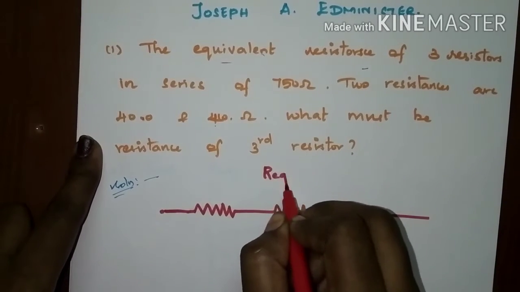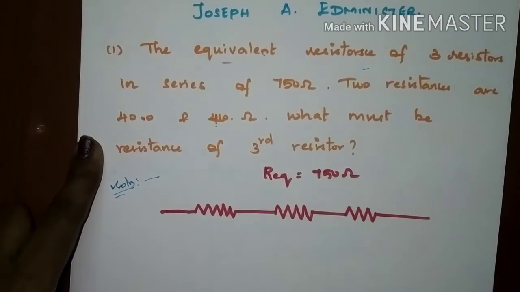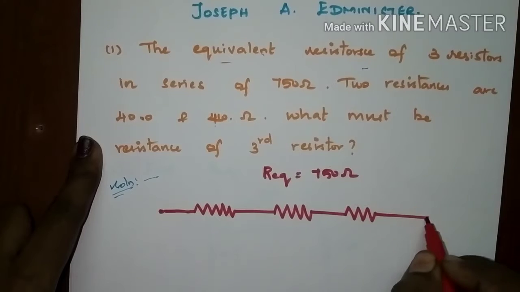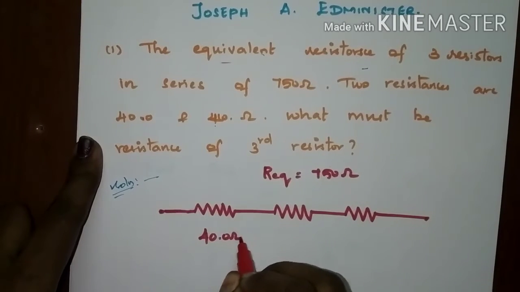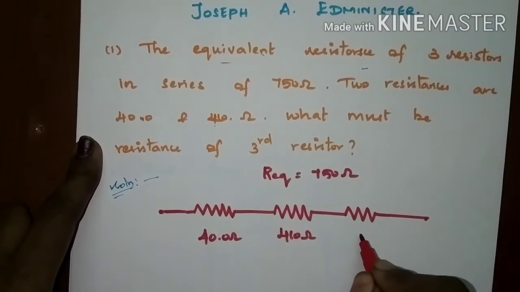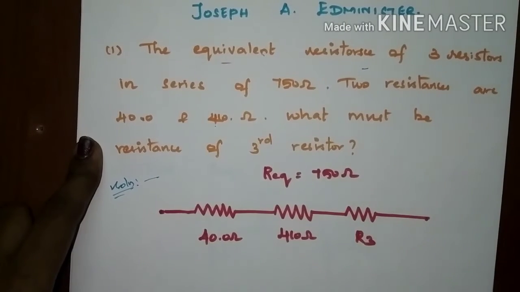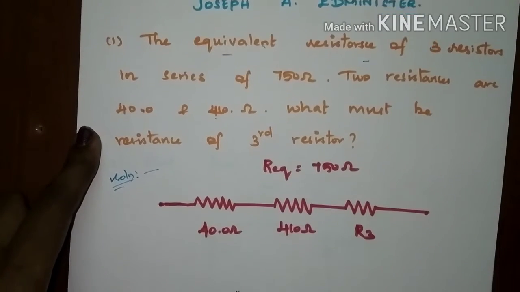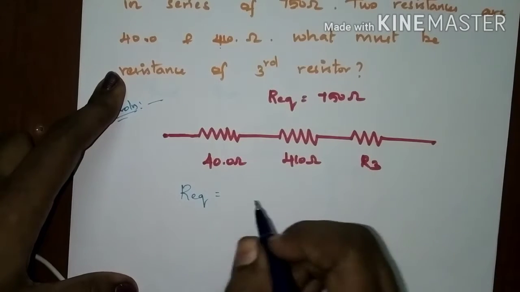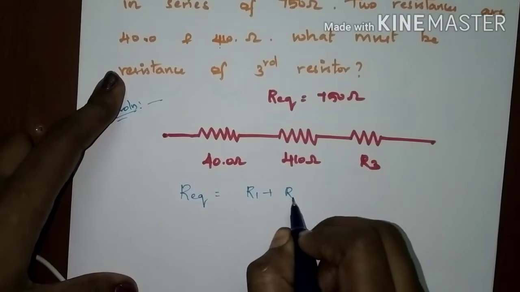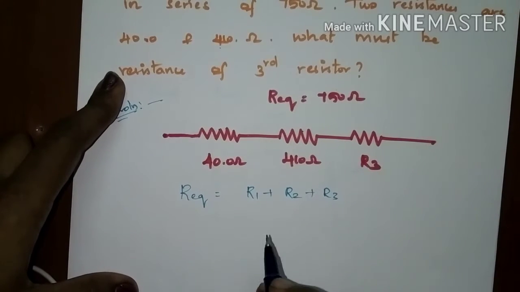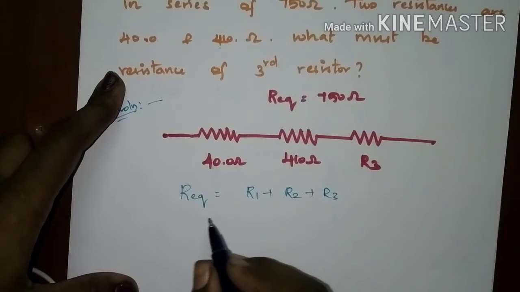So, R equivalent would be 750 ohms. 2 resistors are given as 40 and 410. Let's take any 2 resistors, this as 40 ohms and this as 410 ohms. And what will be the third resistor? Assume this as the third resistor. We all know that if the resistors are connected in series, then the total or equivalent resistance is given by the sum of all the resistances. So, R1 plus R2 plus R3. Just assume this as R1, R2 and R3. If you sum up, we can get the equivalent resistance.